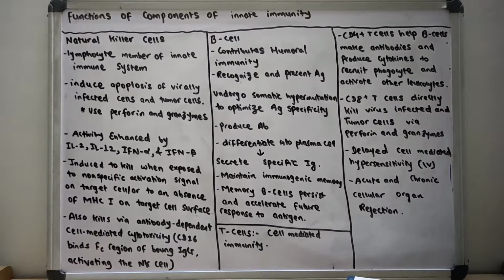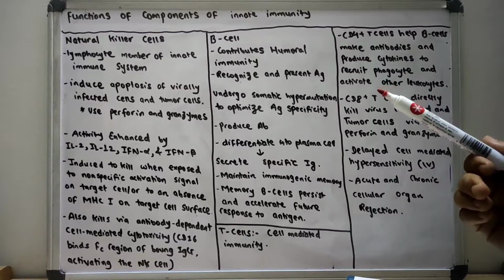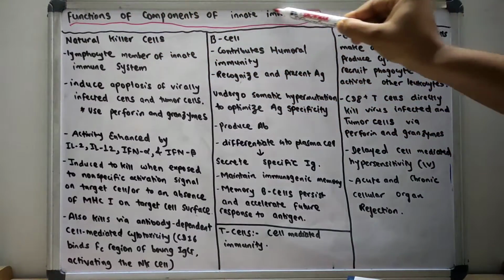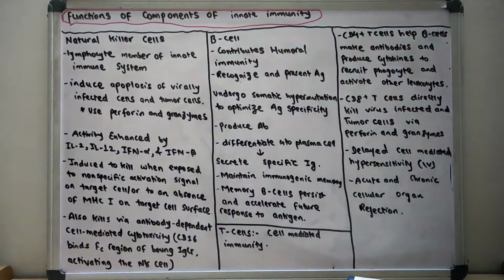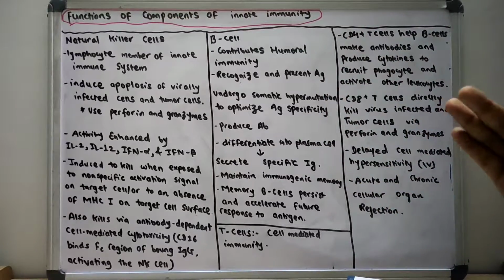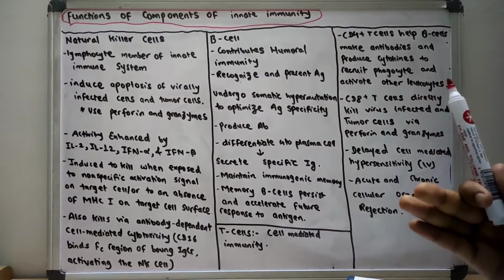Today we are going to read about another topic in immunology, the cellular components. So we will read about the functions of components of the innate immunity. Previously I have explained the differentiation of the innate immunity and adaptive immunity, and the various components of the innate immunity.